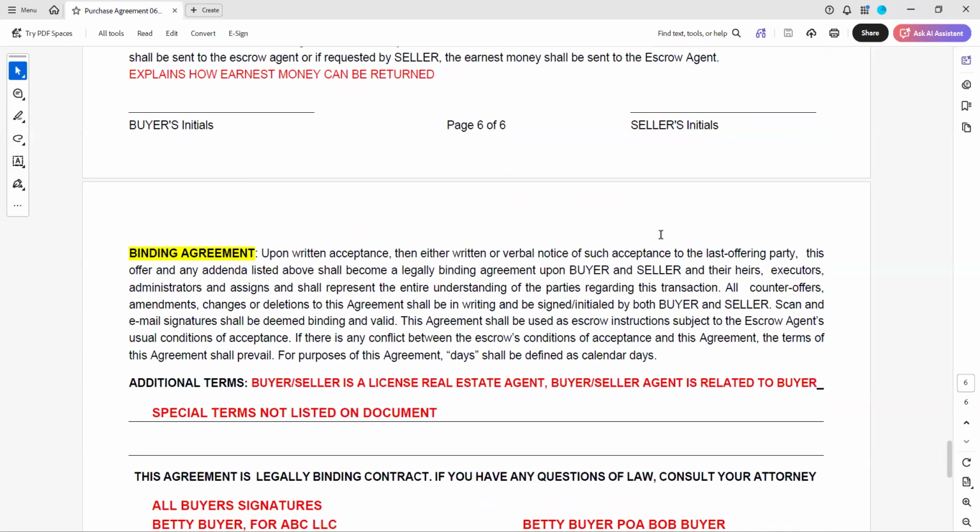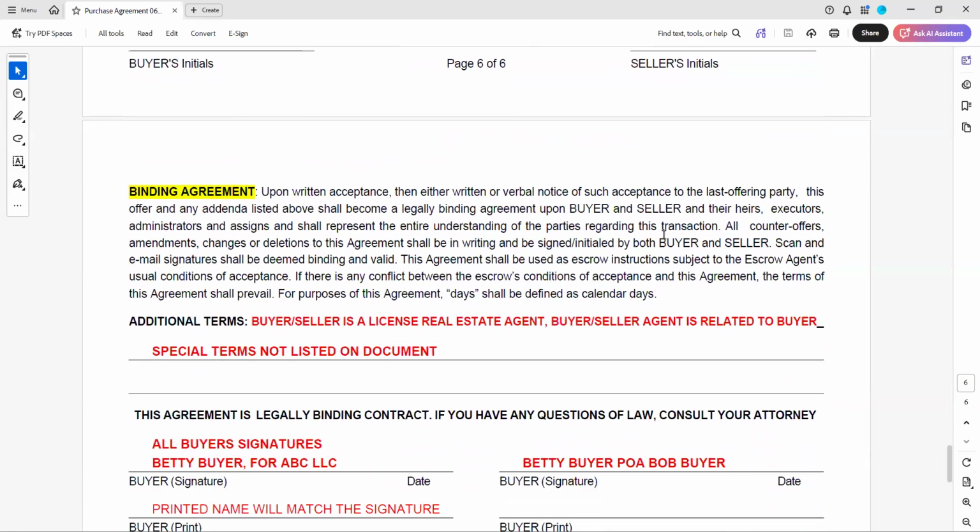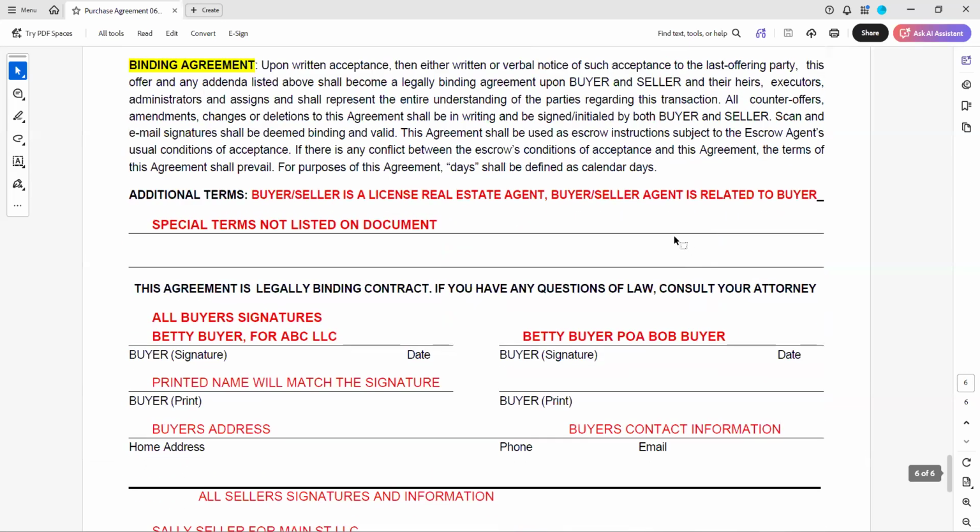Of course, the buyers are going to be initialing all the bottoms of these pages. This is a legal binding agreement once everyone has signed it, and it will be in full force and effect.